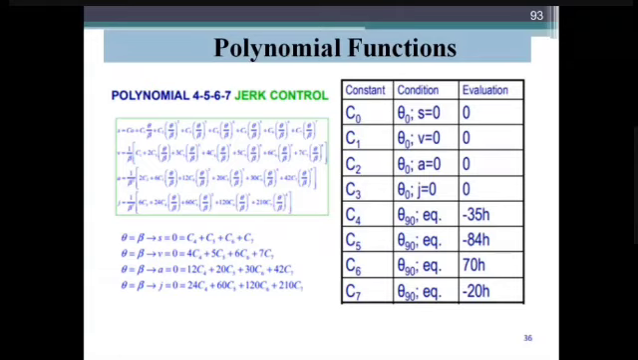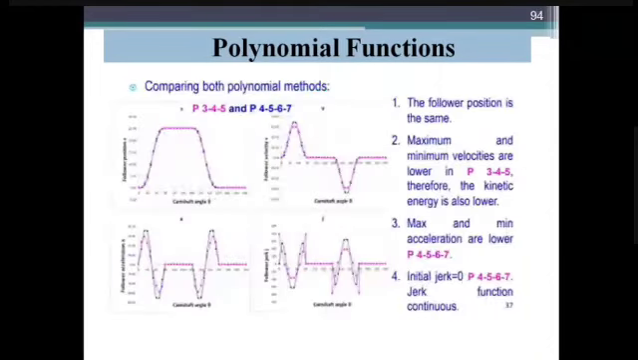Take the LCM, put in the values and solve, dividing by 2 if it is common. So we get the last values: minus 35H, minus 84H, 70H, minus 20H respectively. This is also for the rise condition. Similarly the return condition is also the same. So comparing the both polynomials, the dark violet or pink is mentioned as the 345 polynomial, and the dark blue is the 4567 polynomial.